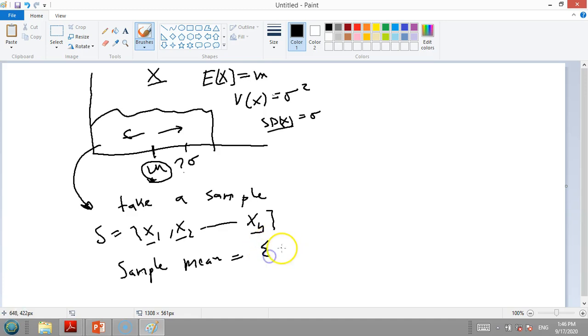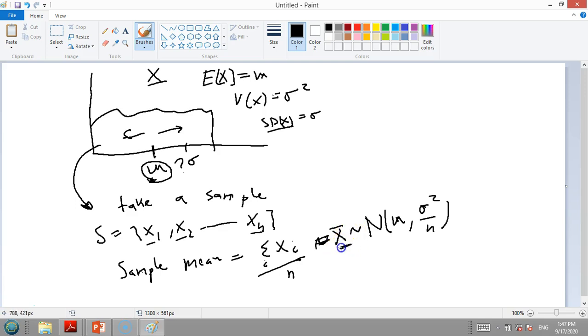And it's going to be the sum of all of them, the sum of the x_i over n. And this distribution, I'll call this x bar. From last class, if you remember, it will be normally distributed with the mean of mu and a variance of sigma squared over n.